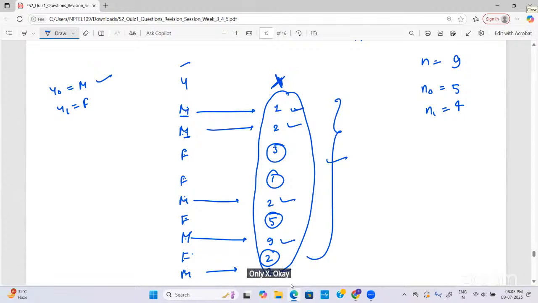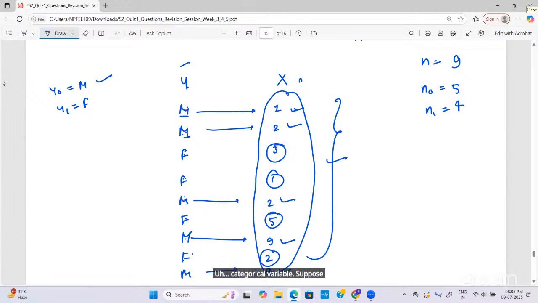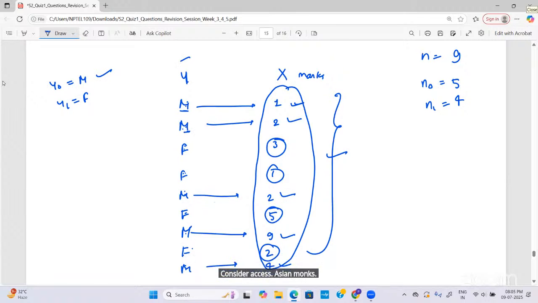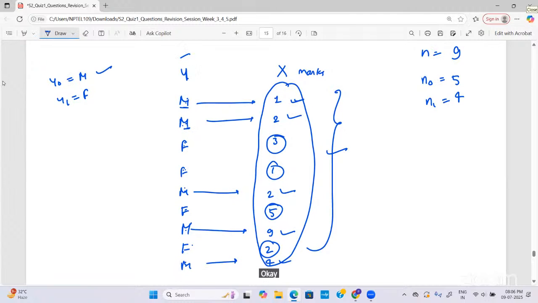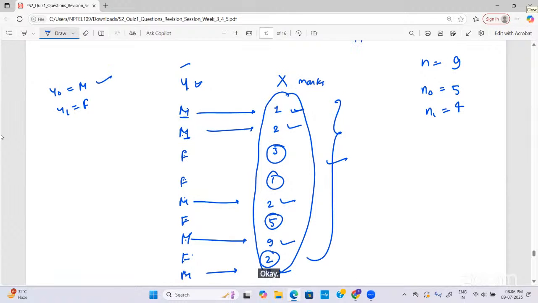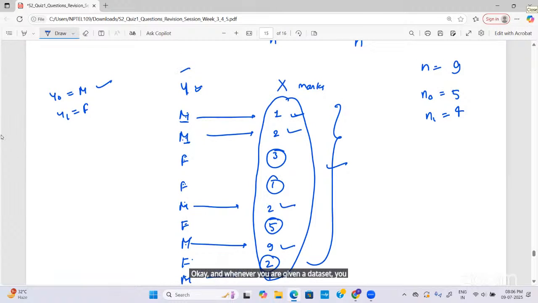Yes, x is a numerical variable, not a categorical. This x is a numerical variable. This y is a categorical variable. Consider x as marks, or age, or whatever it is. You have to calculate it. You don't have to take this y at that time. And whenever you are given a data set, you can find the variance. That you should know. Yes, ma'am.